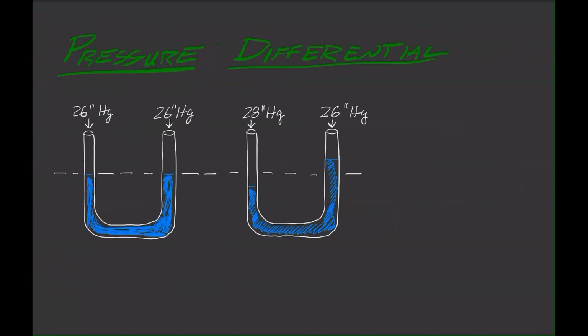Look at another thing real quickly, and this is the pressure differential. If I have a U-shaped tube and the pressure on both sides is 26 inches of mercury, the fluid in the tube will go to the same level. I take the same tube, and if I increase the pressure here to 28 inches of mercury, keep this one still at 26, notice the fluid rises a little bit because of the increase in pressure here.